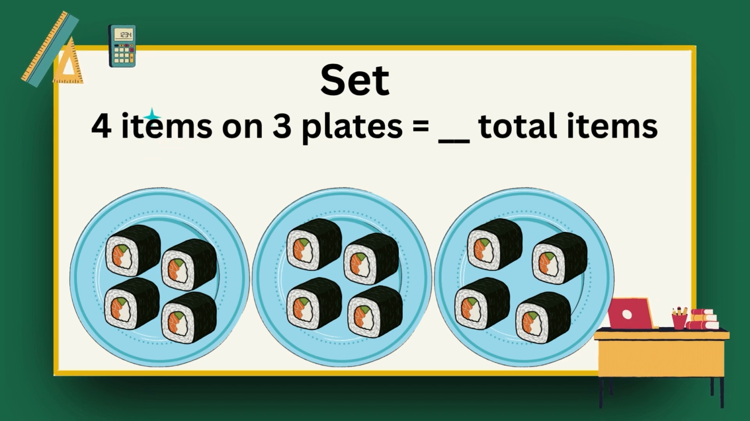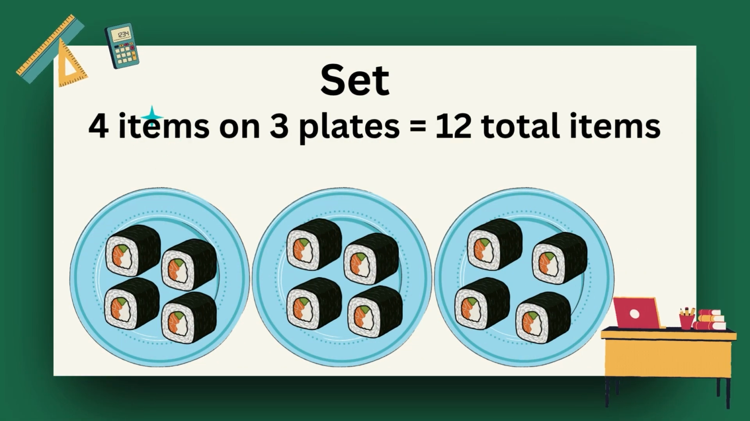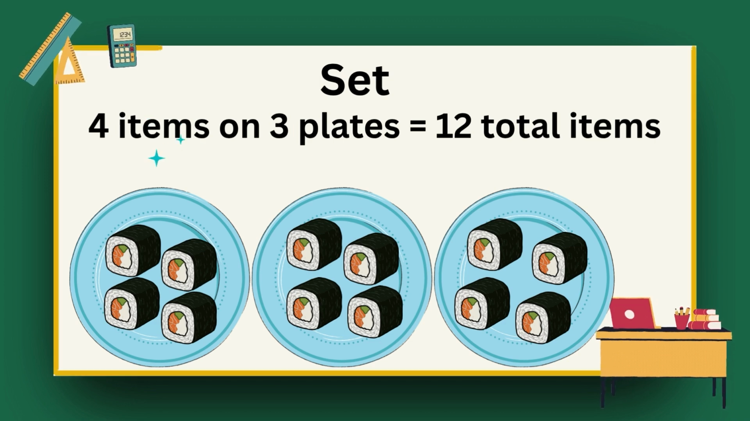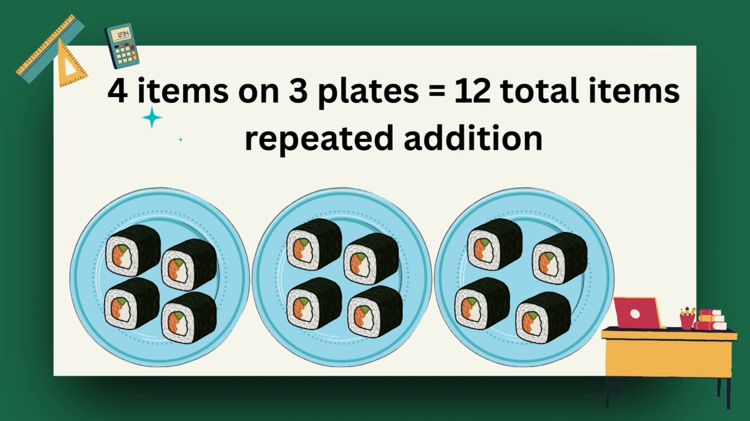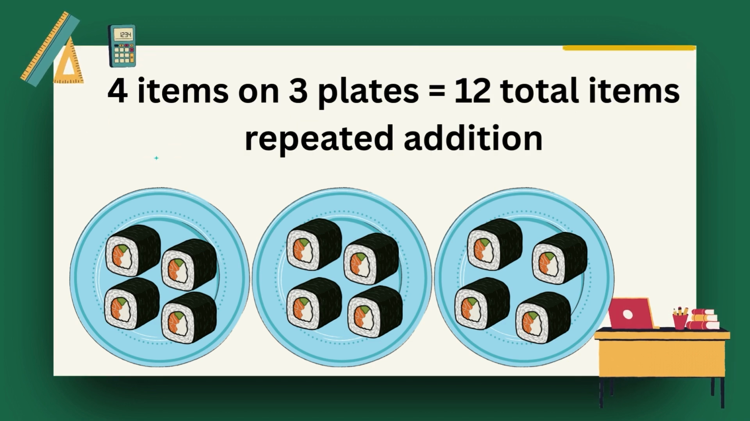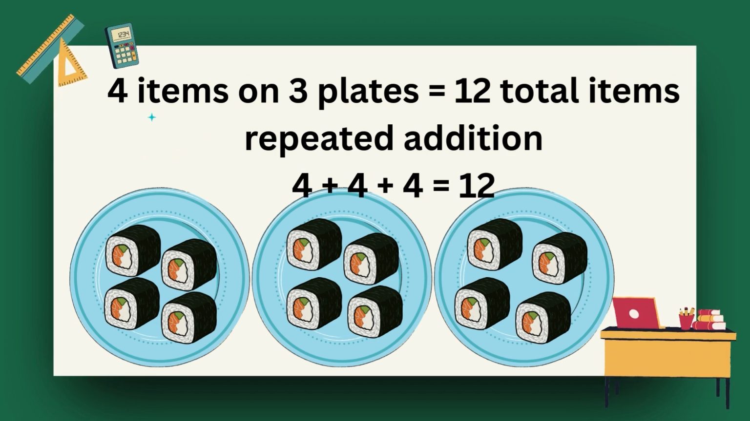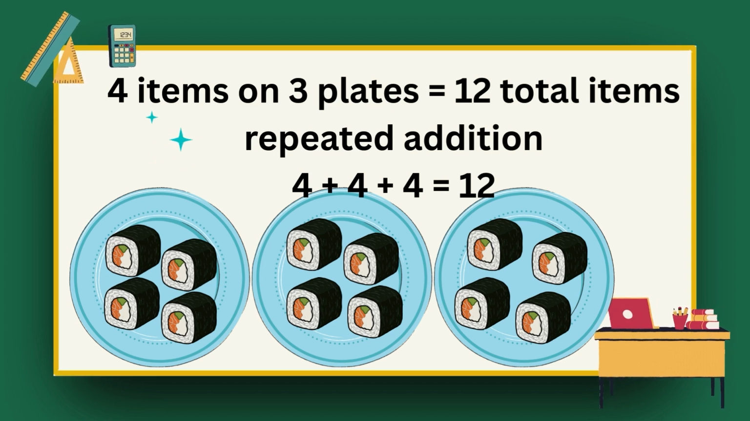All right, a lot of you probably counted those up. So you counted up the 4, and then the next 4, and then the last 4, and you got 12 total items. Well, that can be called repeated addition. So we're going to write an addition problem for that too. So we did 4 plus 4 plus 4. And you might be wondering, well, how is this multiplication then? We just did addition to solve it.